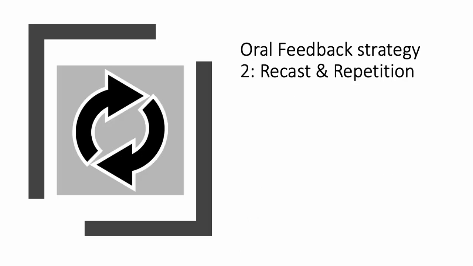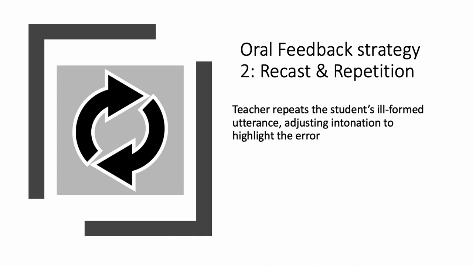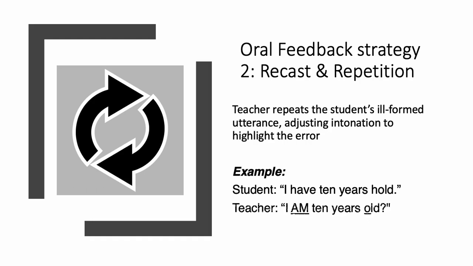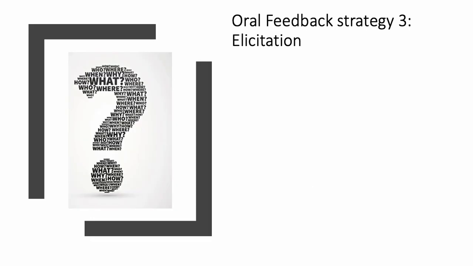The second strategy is called recast and repetition. So rather than explicitly explaining what was wrong with the student's utterance, you just use your intonation to highlight the error. So for example, a student says, I have 10 years old. I am 10 years old? The student would probably nod. You say, okay, repeat. I am 10 years old. So you can see that there's a little bit of overlapping between the explicit one and the recast and repetition.